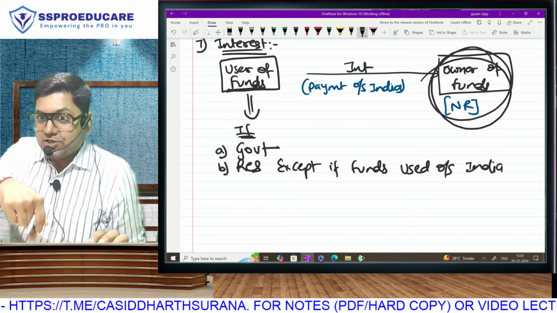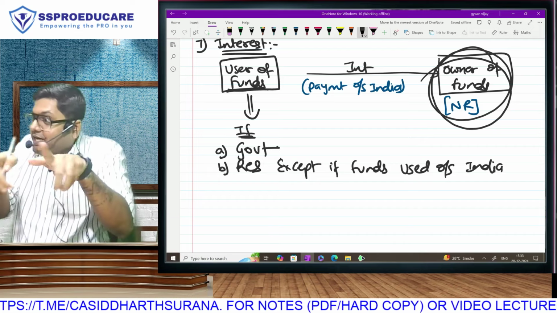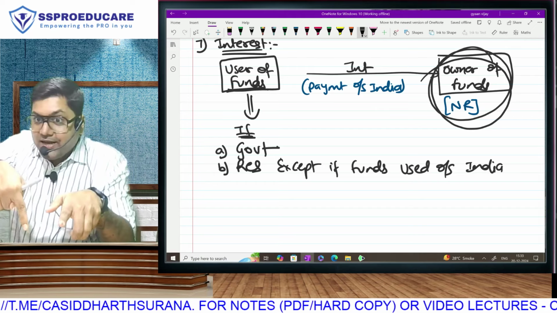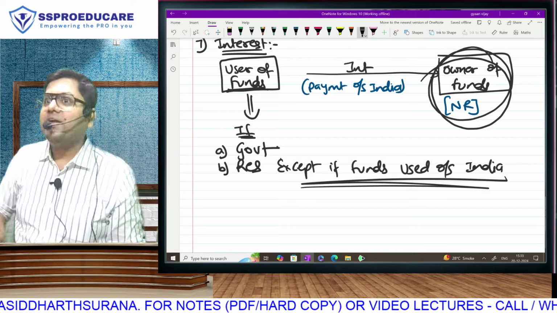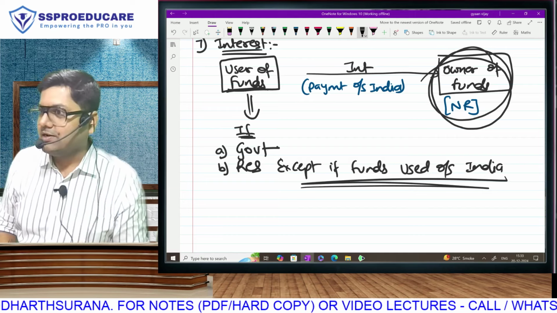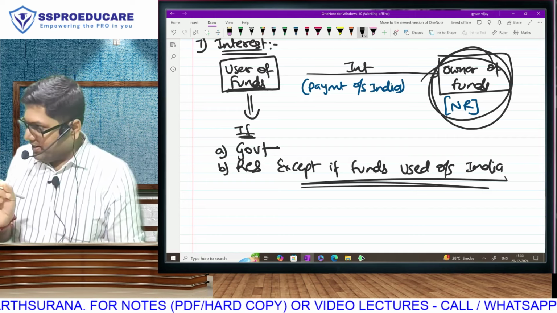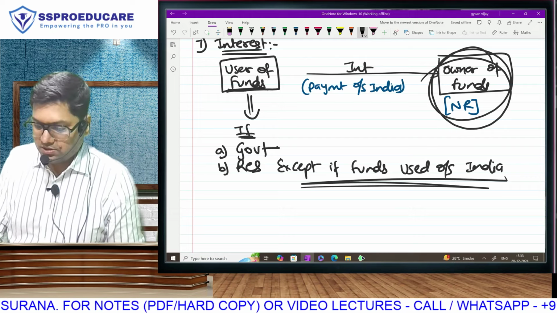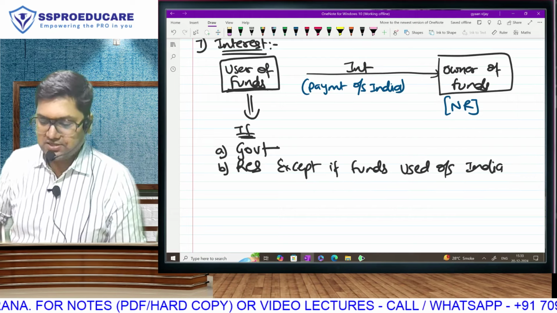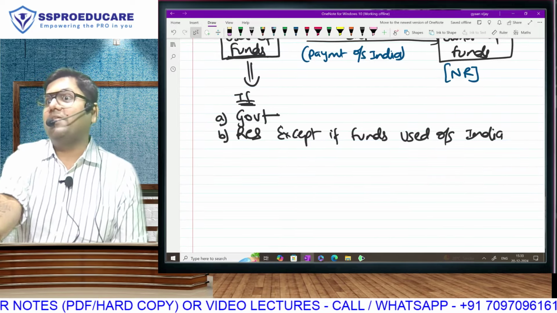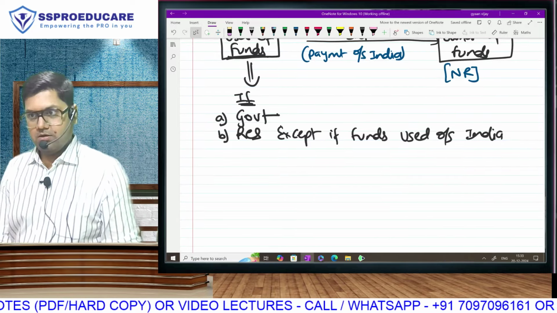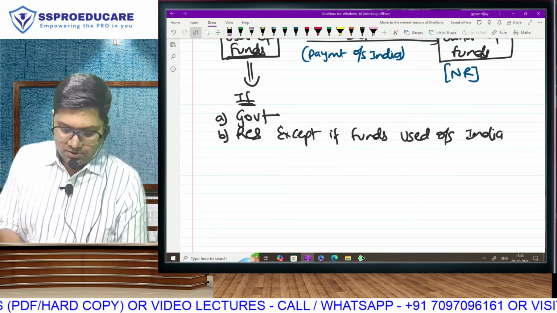But when a resident is using, there are both possibilities, in India or outside India. If used in India, then it is Indian income. And if used outside India, we are removing it. That will not be Indian income. It is deemed to be Indian income only if the funds are being used in India. So it makes sense, wherever my funds are used, there my interest is being generated. Is that clear? Third.